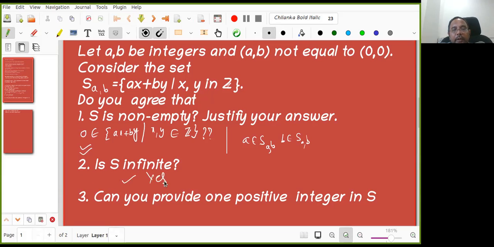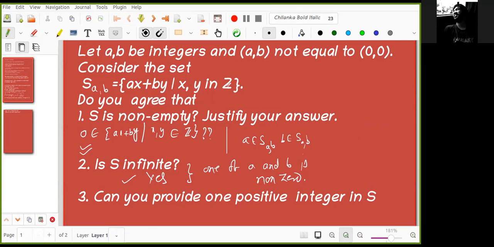So the reason follows from one of A and B being non-zero. Correct. Now can you provide one positive integer in this? I'll clear it now. One positive integer in this set. So this you already ticked. Amia, can you go ahead?